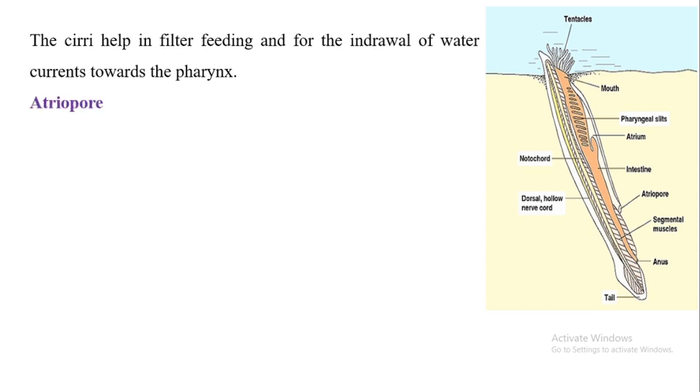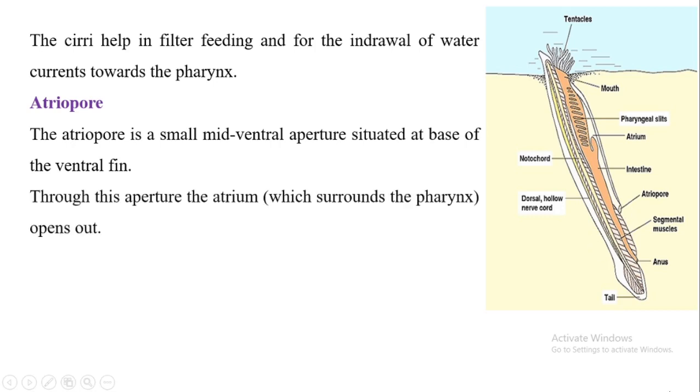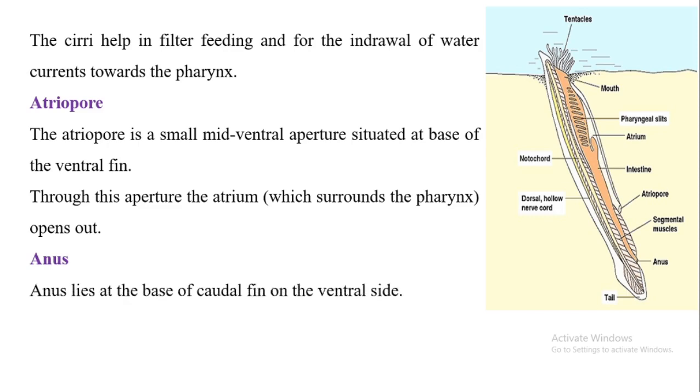Now another opening over the trunk, that is the atriopore. It is a small, mid-ventral aperture situated at the base of the ventral fin. This is the atriopore, which is the opening of the atrium. The atrium surrounds the pharynx, and it opens out through this atriopore. The last opening of the body is the anus. The anus lies at the base of the caudal fin on the ventral side.